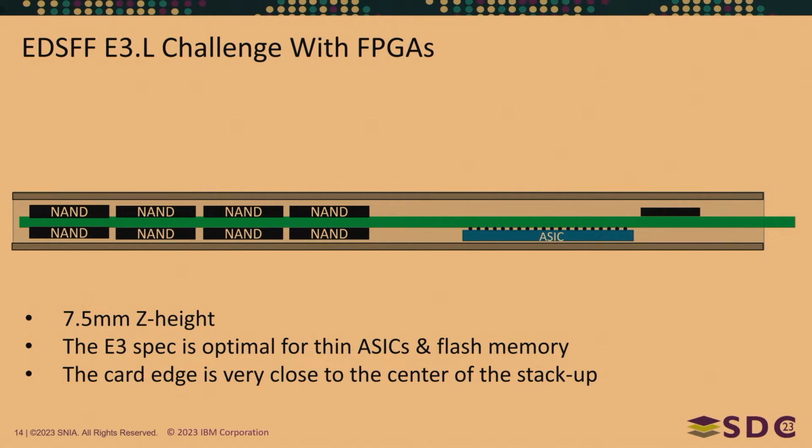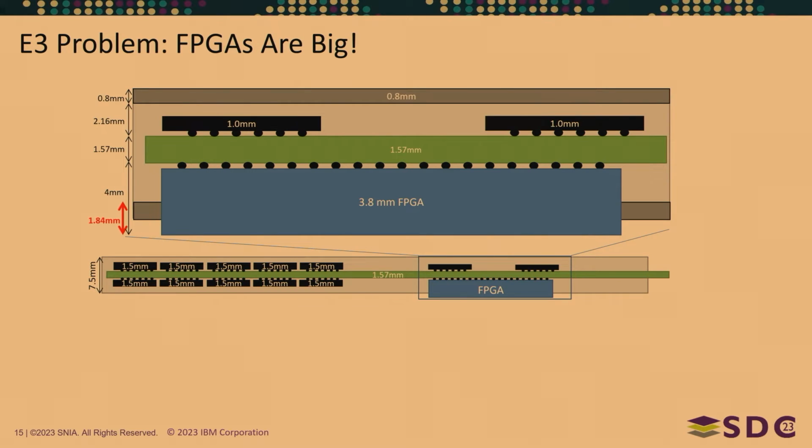I mean, the spec is optimal for basically ASICs and flash memory below about 2.2 millimeters in height. And it's because the spec requires the card edge be really close to the center of the stack up. I mean, it's off by 20 nanometers or something, but very close to the center. The problem is with FPGAs.